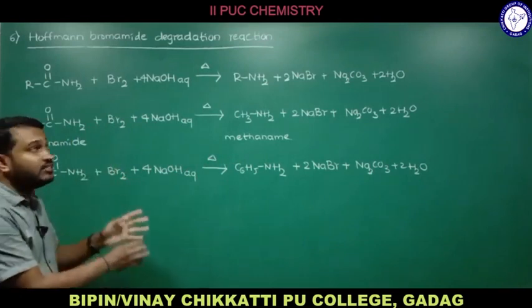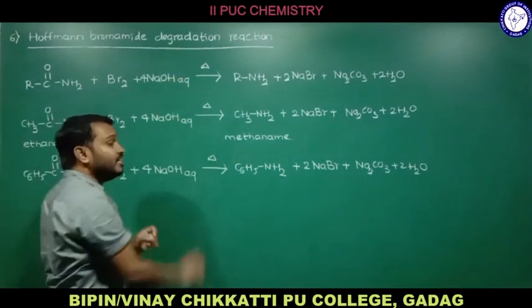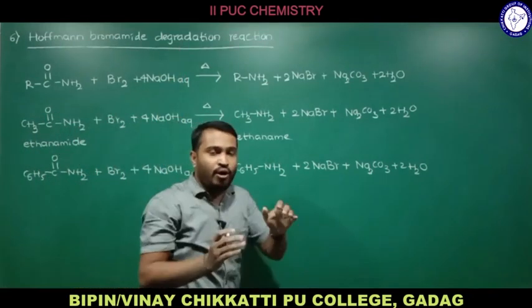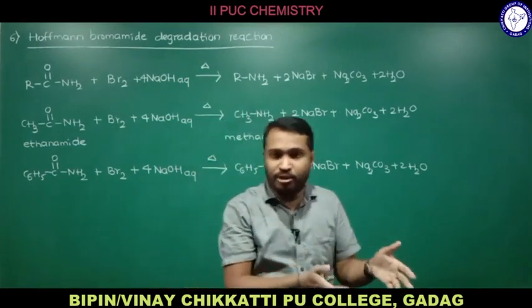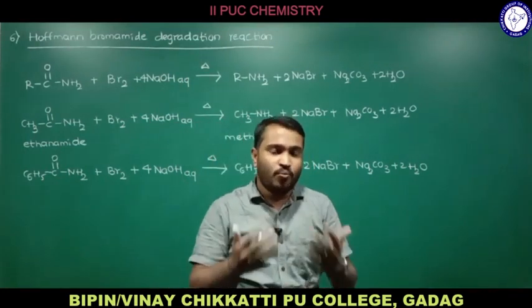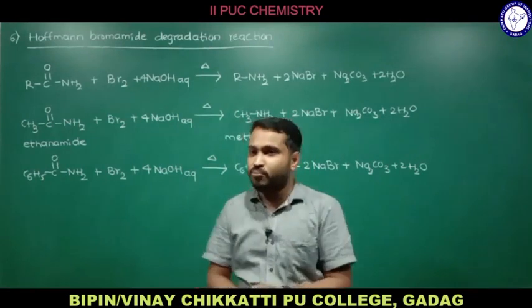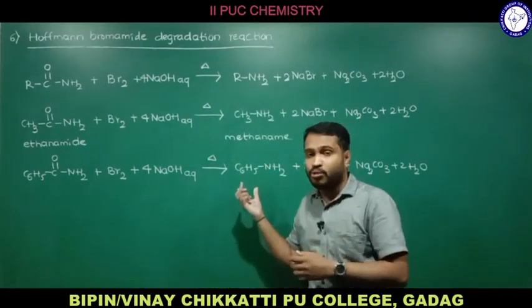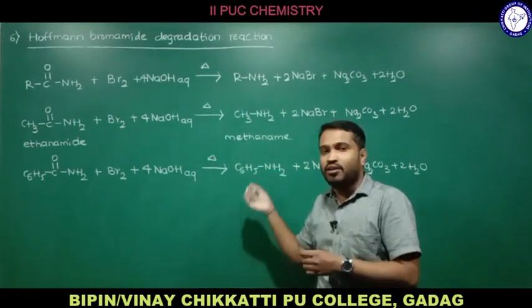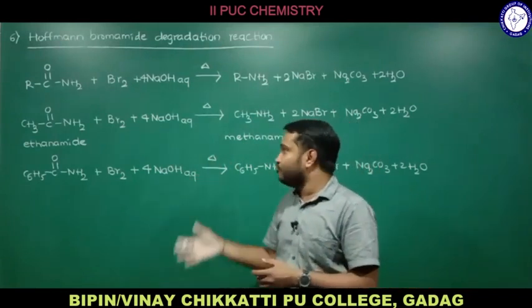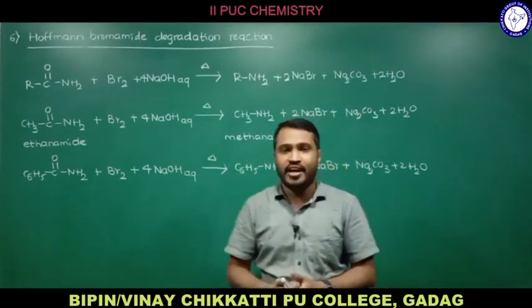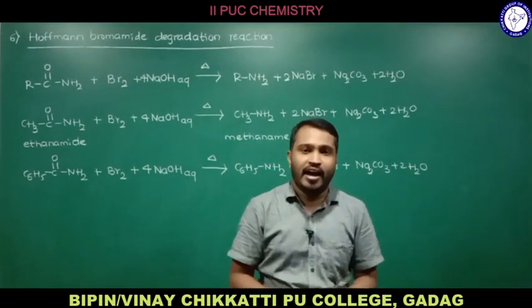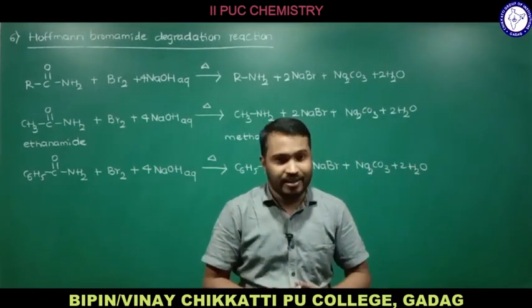Therefore this reaction is considered a degradation reaction. Try to know that one: Hofmann bromamide degradation reaction. Why is it termed a degradation reaction? Because the product in the Hofmann bromamide reaction has one carbon less than that of the amide. Therefore this particular reaction is called the Hofmann bromamide degradation reaction.